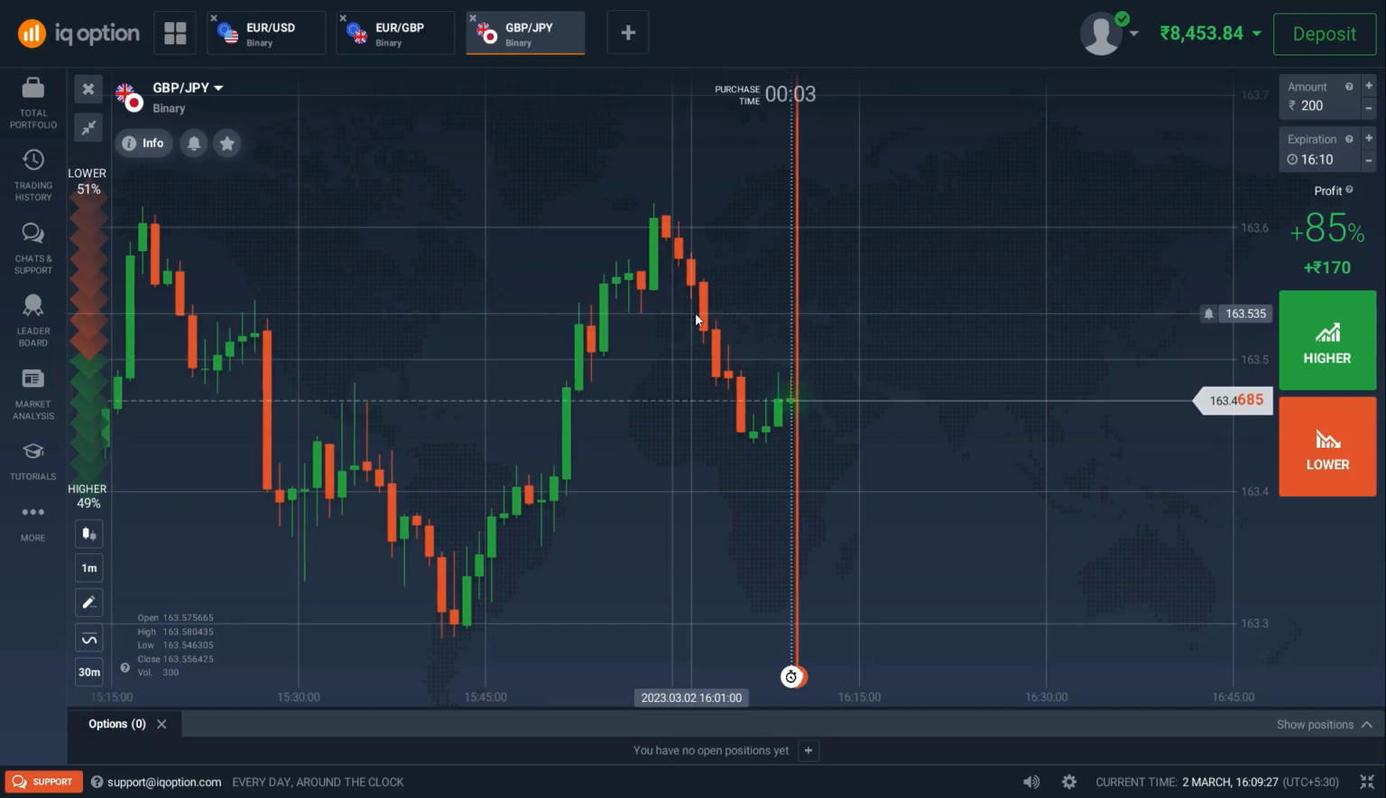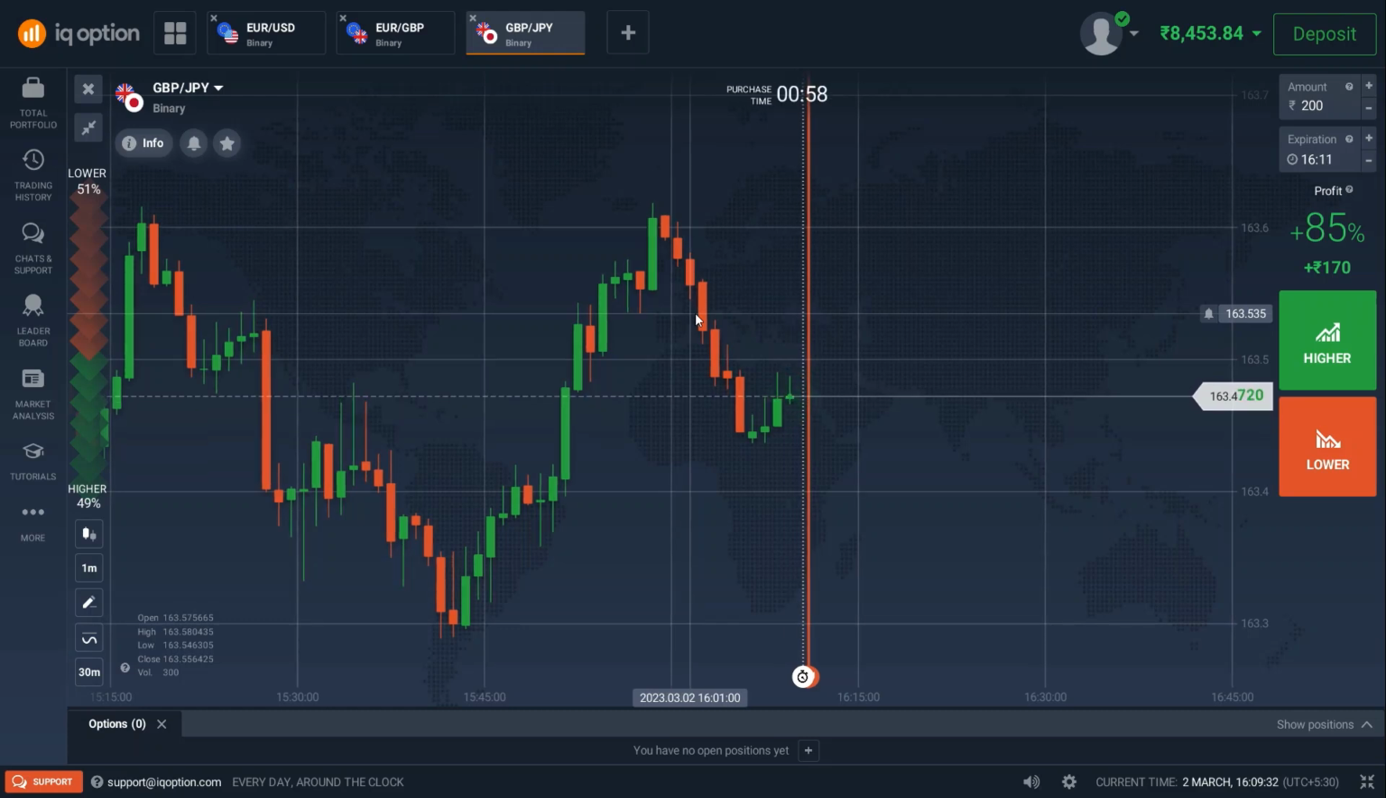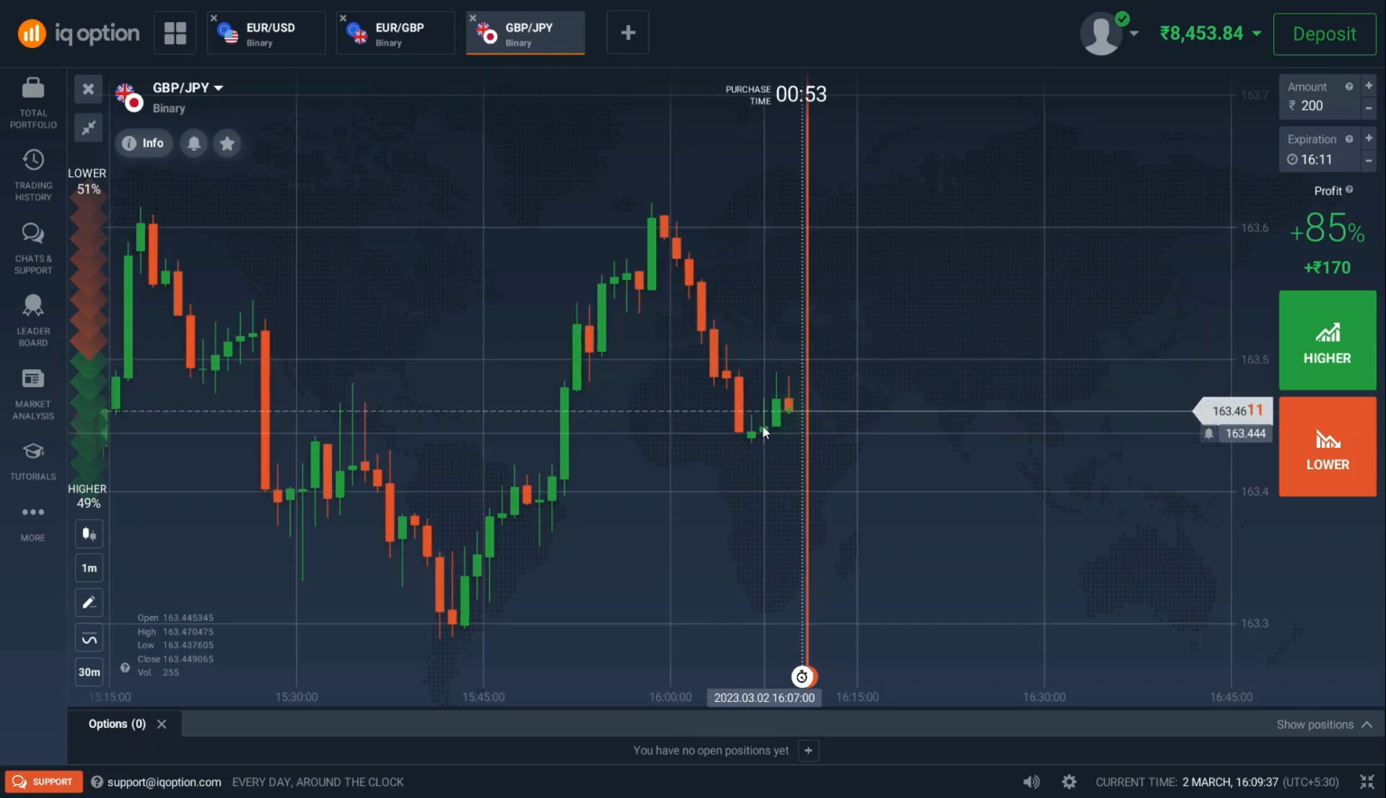In the past few days as well, we have taken one or two trades with a similar setup, and we had won with a clear margin, and again we won the trade with a very good margin.